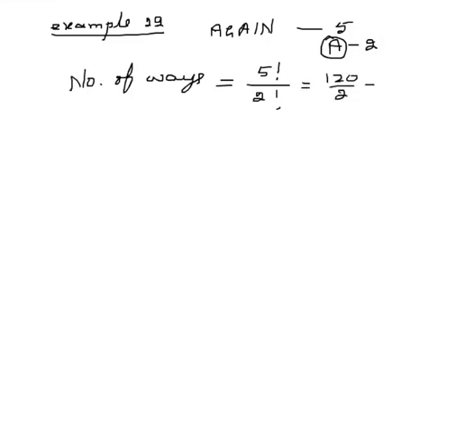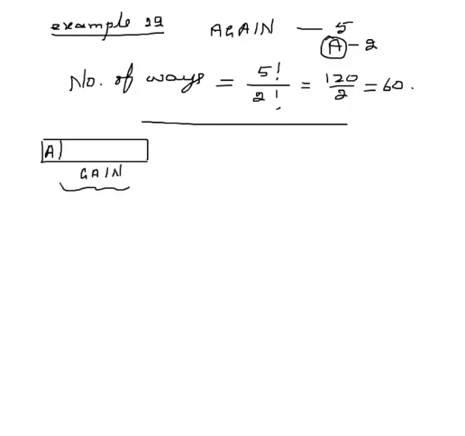120 divided by 2, the answer is 60. The second question is, if these words are written as in a dictionary, what will be the 50th word? Let us arrange the words as in dictionary order. Let us count how many words we can form starting with the letter A. Remaining alphabets are G, A, I, N.